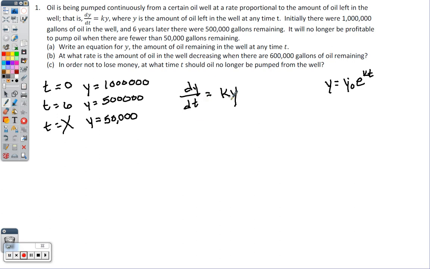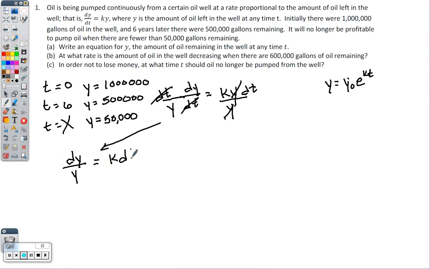So this is separation of variables. You got to separate the variables. So we're going to divide by y, and multiply by dt. And so dt cancels on this side, and y cancels on this side, and we end up with dy over y equals k dt.